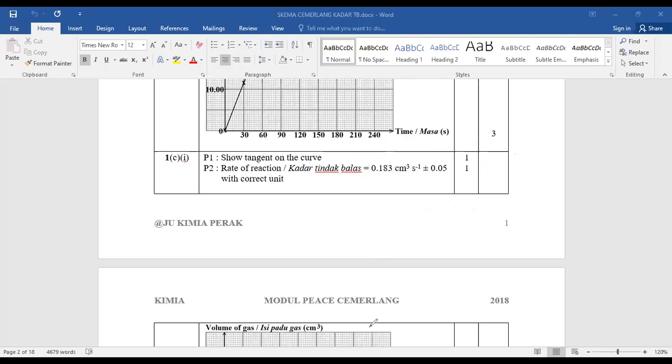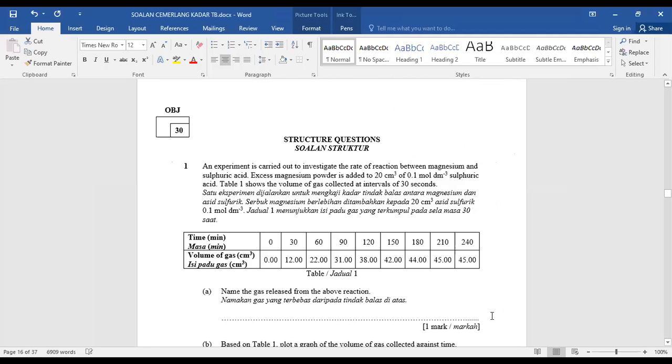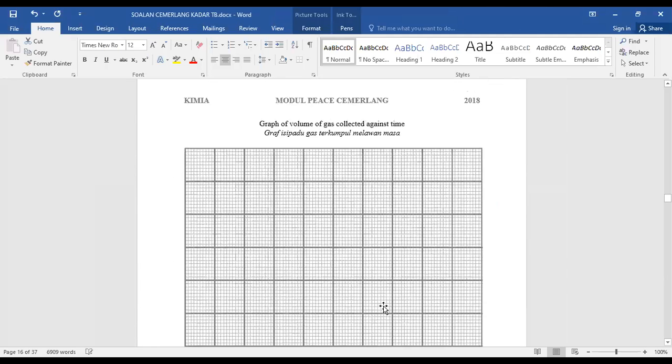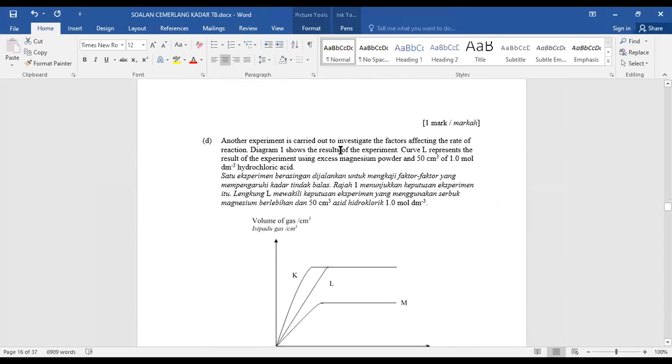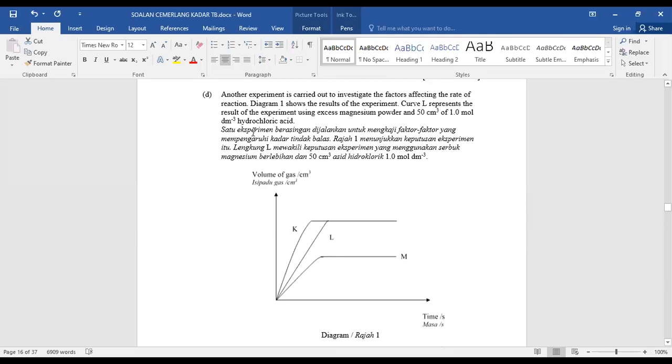Now we are going to move on. Look at our question. Another experiment is carried out to investigate the factors affecting the rate of reaction. Curve L represents the result using excess magnesium powder and 50 centimeter cube of 1 mole per decimeter cube hydrochloric acid. Okay, the L is the initial one.